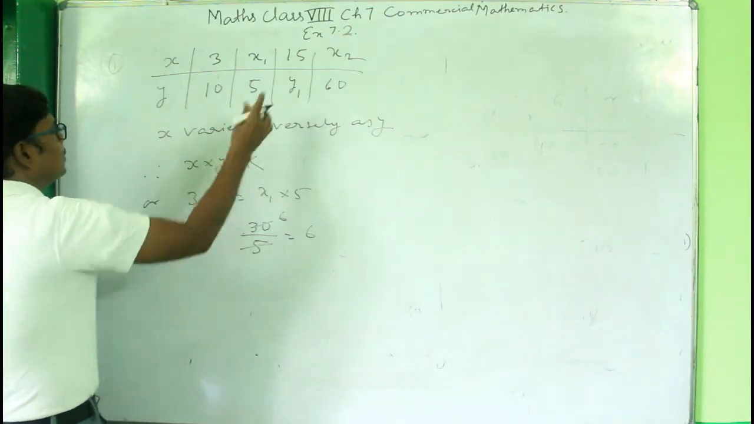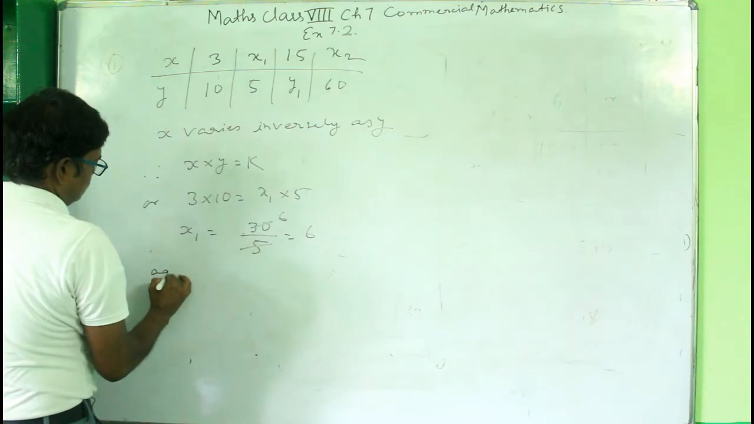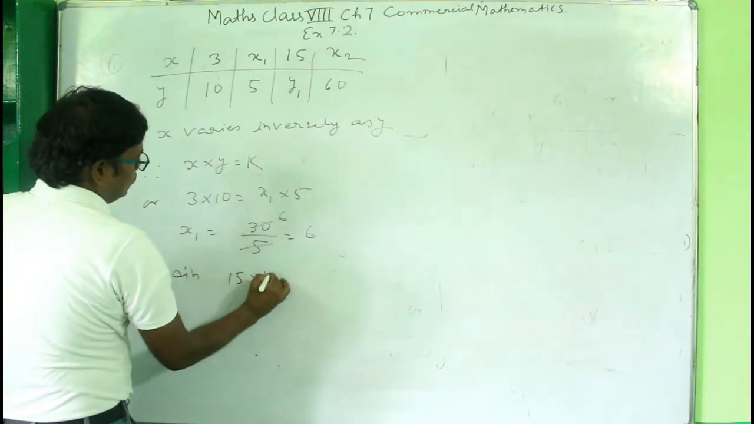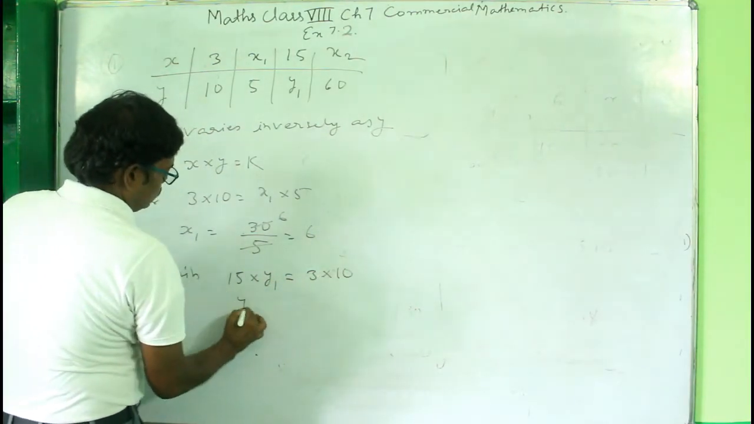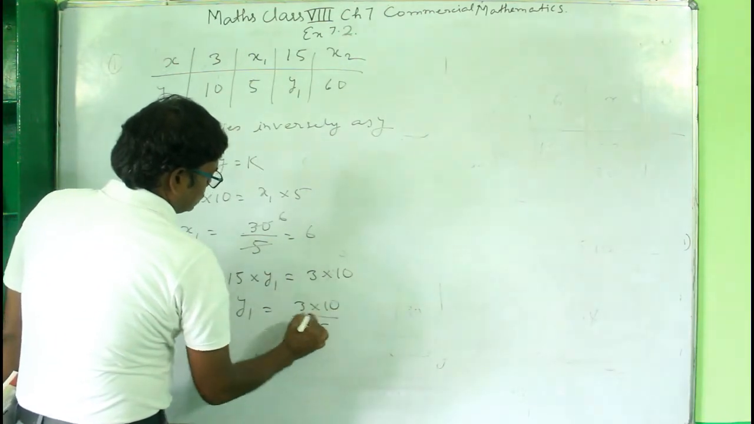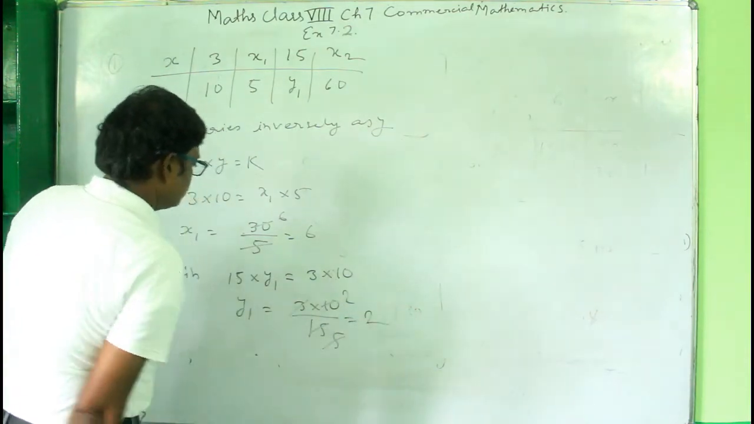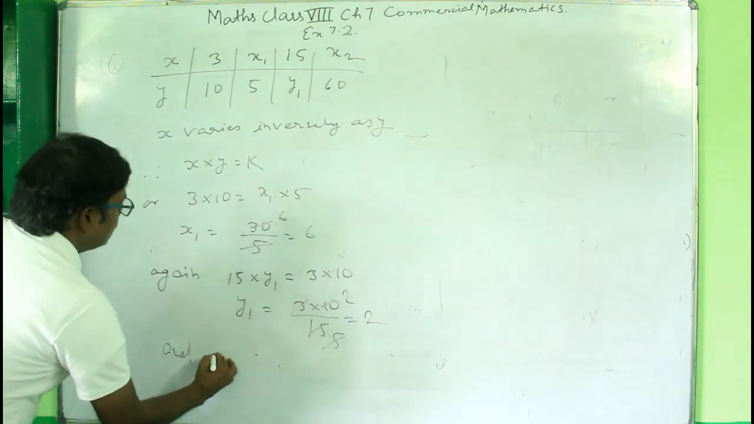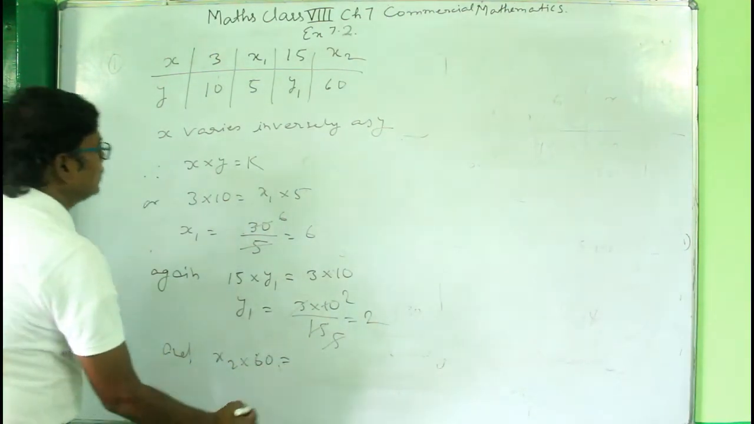Then again, this into this equal to this into this, that is 15 into y1 equal to 3 into 10. So y1 equal to 3 into 10 by 15. 3 fives are 15 and 5 twos. So y1 equal to 2. Then here you have x2 into 60 equal to 3 into 10.